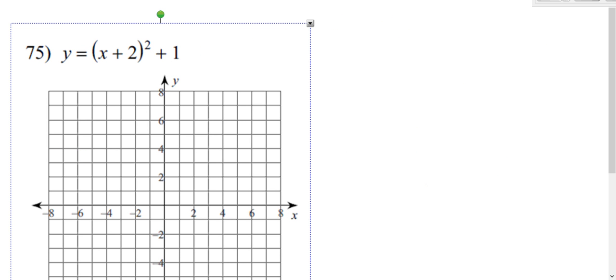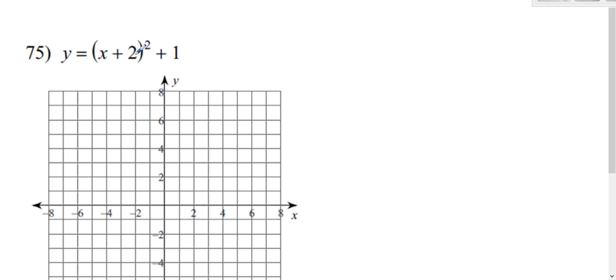So we'll take a look at another one now. h is -2, so our vertex is at -2. And then k would be 1. So -2, 1 is our vertex. This is a y equals x squared. So it opens up and down. It goes with the y-axis. And since a is positive, it will open up.